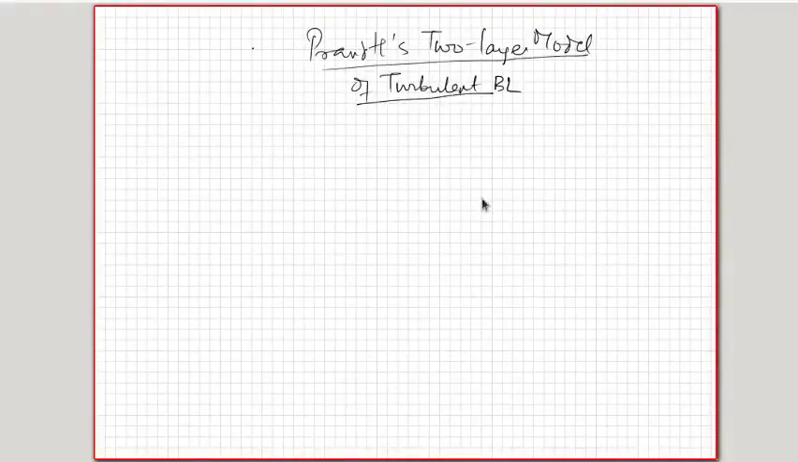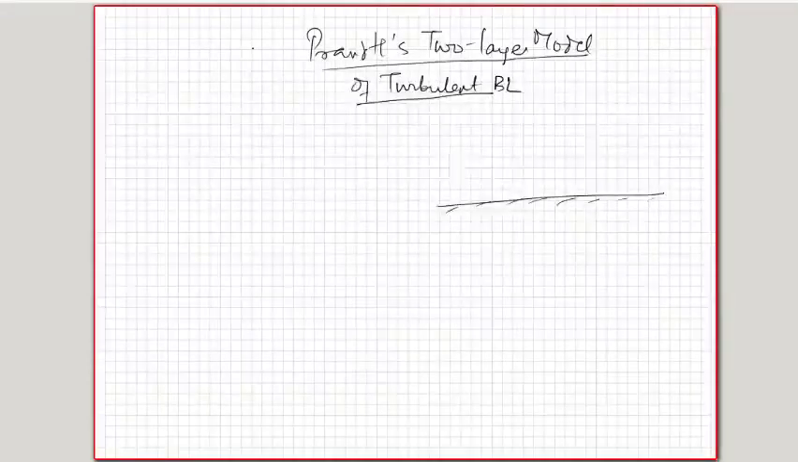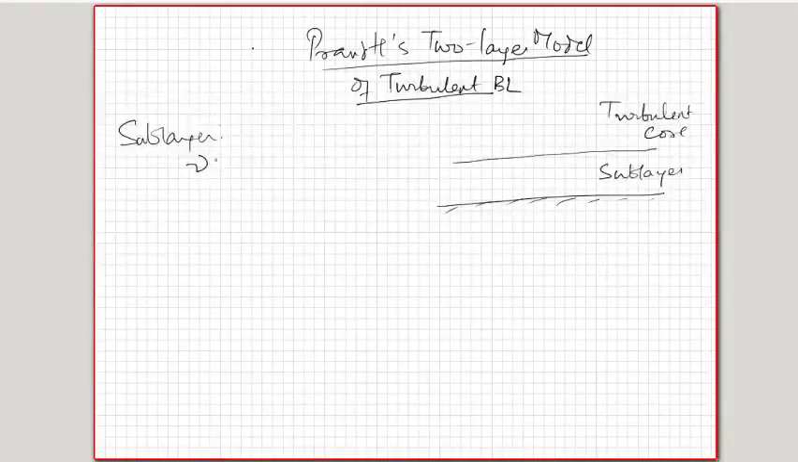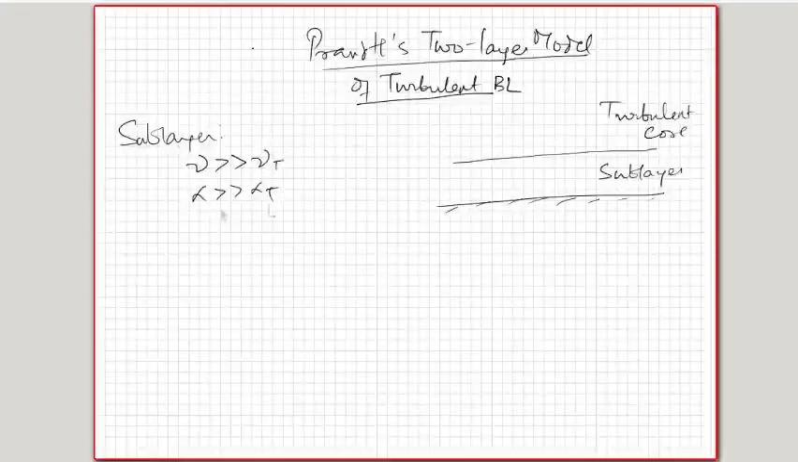So what did Prandtl conceive the boundary layer as? He conceived the boundary layer as composed of two regions. One is the sublayer and the other is the turbulent core. The sublayer is a region where molecular mechanisms dominate. So nu is much greater than nu t and alpha is much greater than alpha t, so much so that the turbulent quantities can be neglected.